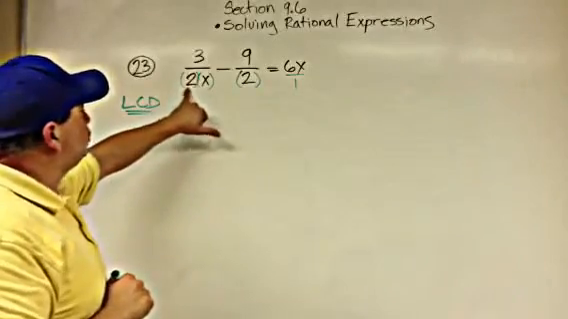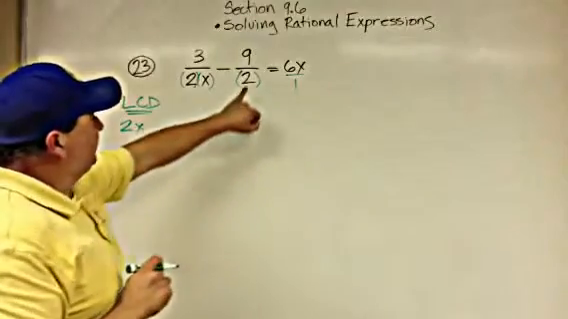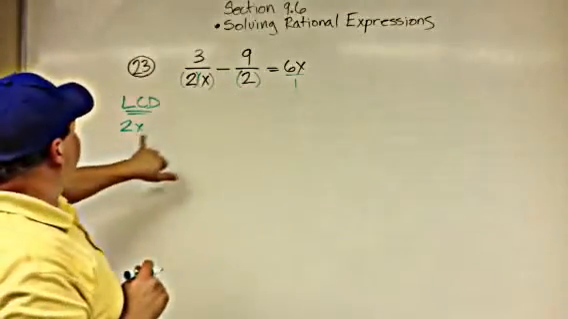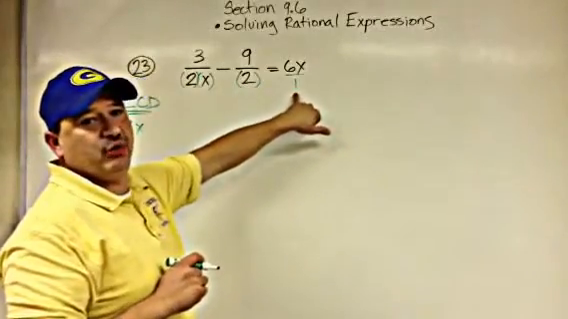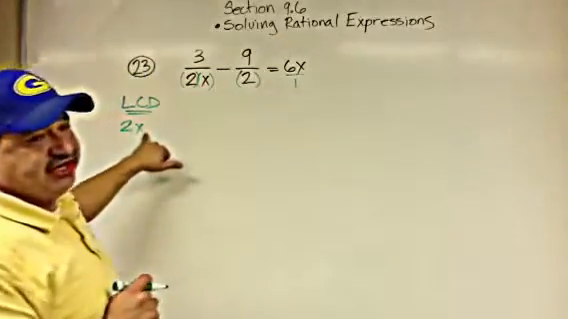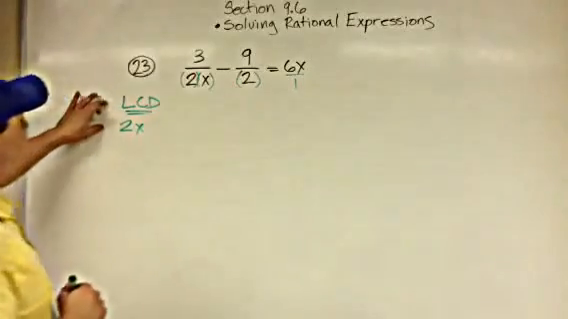So here I'm going to take a 2 and an x. I'm going to take a 2 and I'm going to take an x. And then here, there's also a 2, but it looks like I've already used a 2, so I don't have to get another 2. I'm fine. And then here I'm going to get a 1. But 1 times 2x doesn't do anything, so I'm just going to leave it alone. So it looks like I found my LCD.